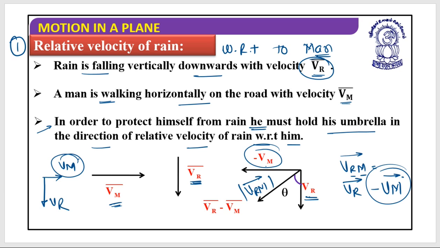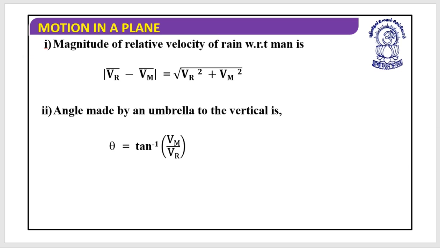Now, suppose I am interested in two quantities. One is the magnitude of VRM, that is the velocity of rain with respect to man, and another is the angle theta. Let's find it out. While I calculate the VRM, the things will look like this. This is VR, this is minus Vm, and here is VRM, the velocity of rain with respect to man, and this was the angle theta.